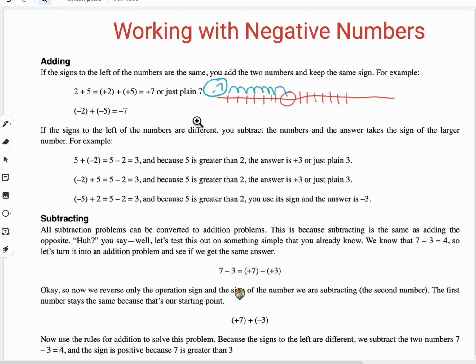Now when we're working on our math, we can simply add the opposite. Let's remember to add the opposite. For example, here we can add a negative. Add the opposite. 7 plus negative 3. 7 plus negative 3 is the same as 7 minus 3. The answer is 4.